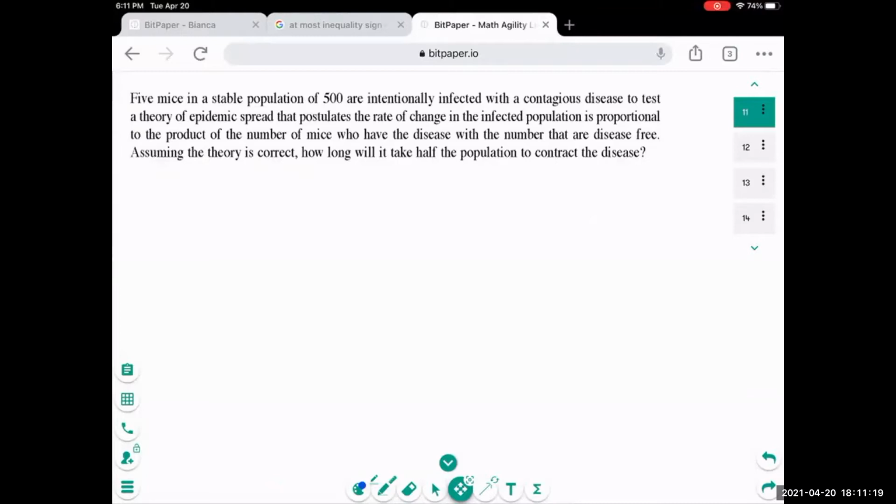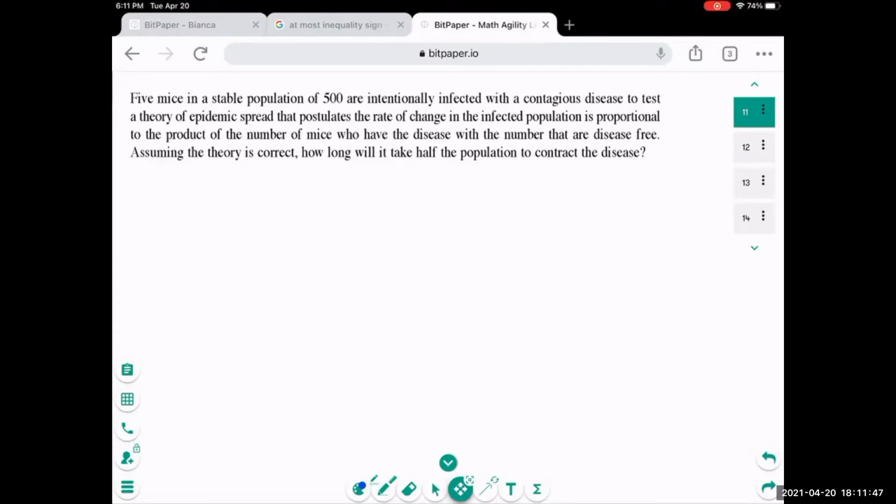All right, so let's first read the problem. Five mice in a stable population of 500 are intentionally infected with a contagious disease to test a theory of epidemic spread that postulates the rate of change in the infected population is proportional to the product of the number of mice who have the disease with the number that are disease free. Assuming the theory is correct, how long will it take for the population to contract the disease?